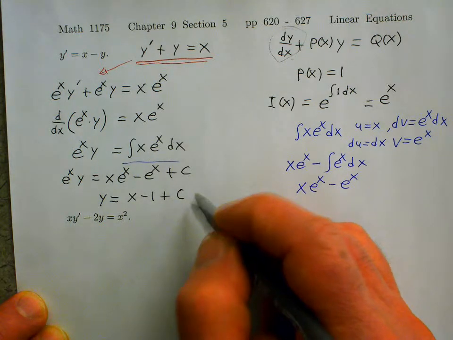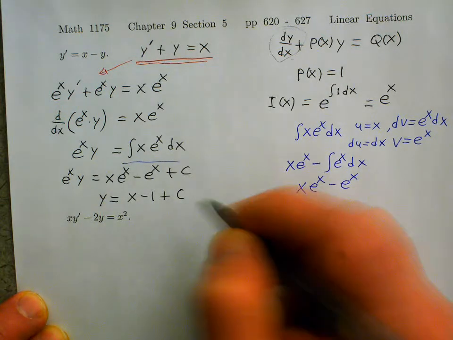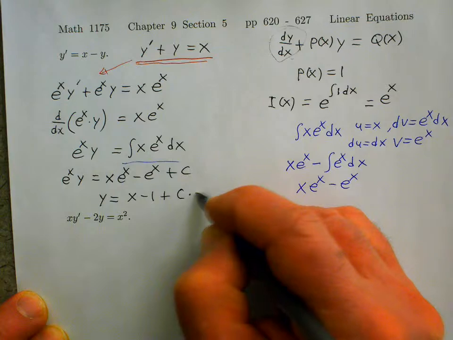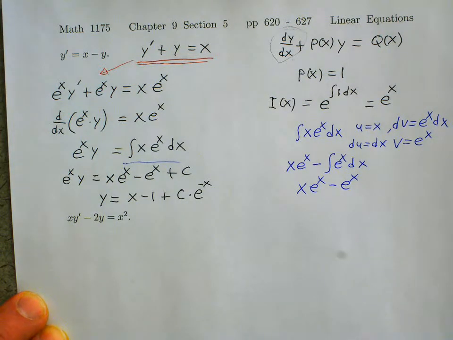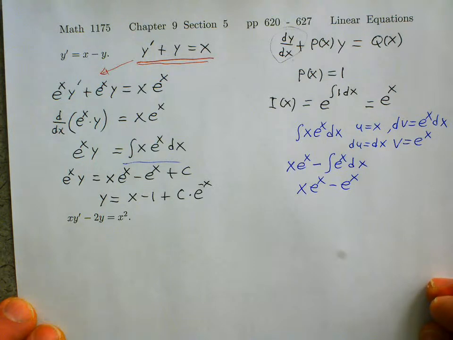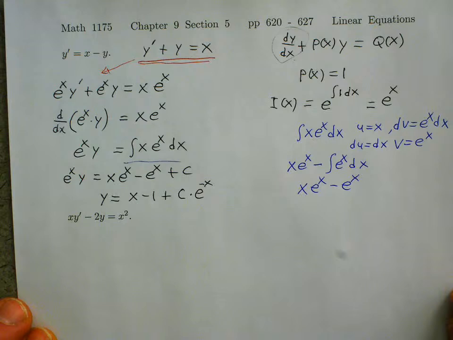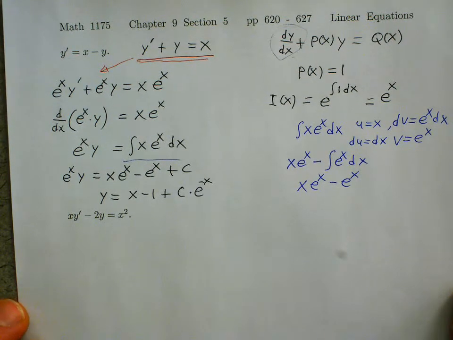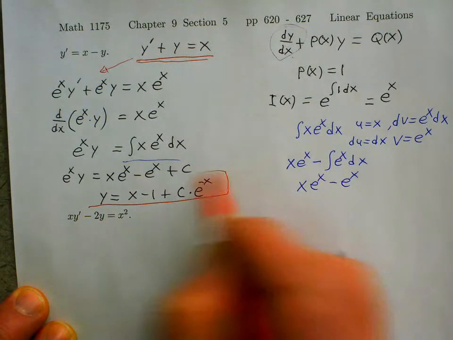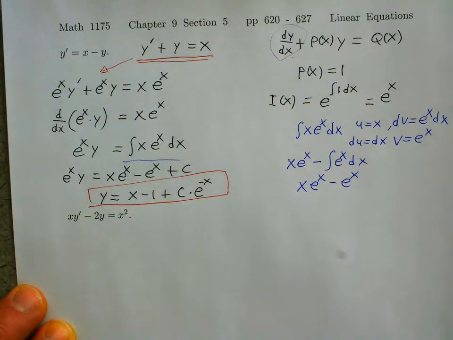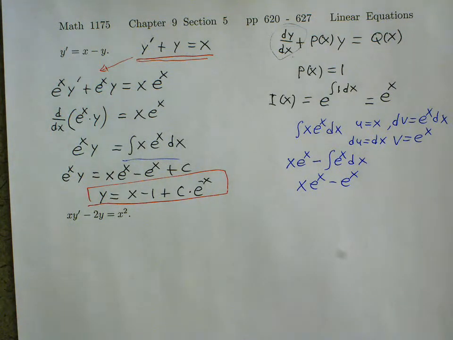So I'm trying to decide, what do I want to do? On one hand, I like to divide by e to the x, but it might be more efficient to think of it as c times e to the negative x. Either way is fine. Okay, that's our answer for that part. The next problem, x times y prime minus 2y equals x squared.